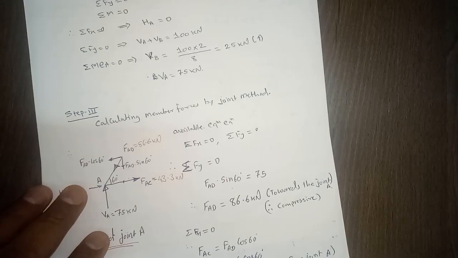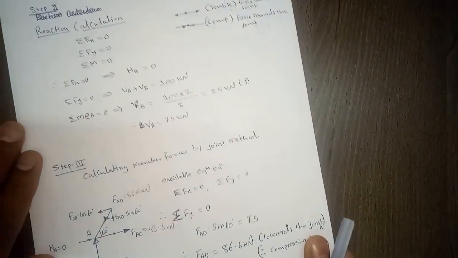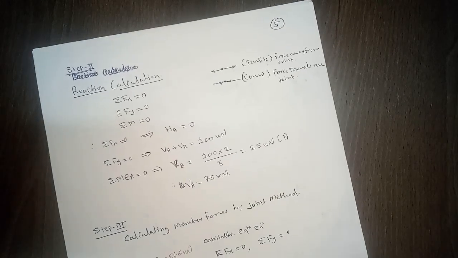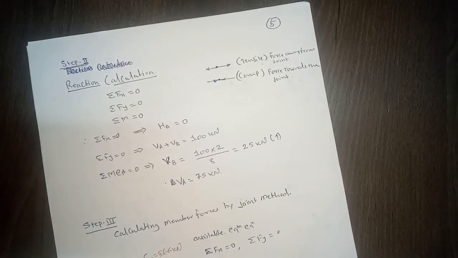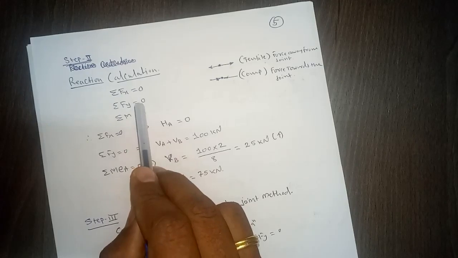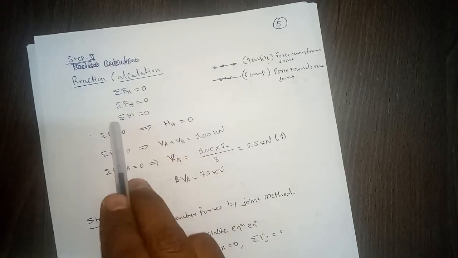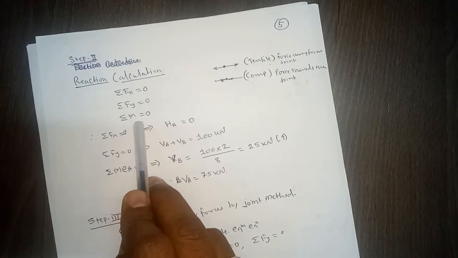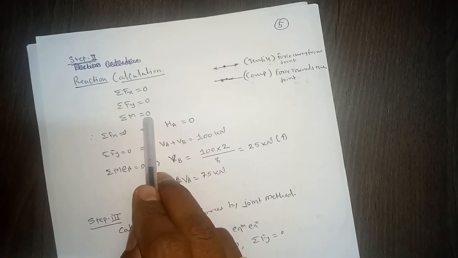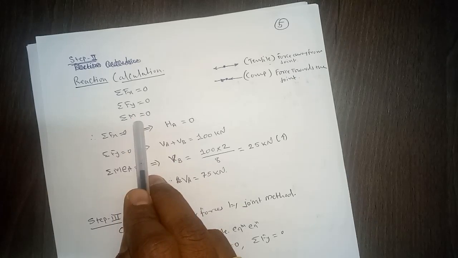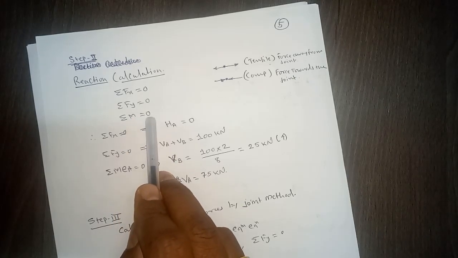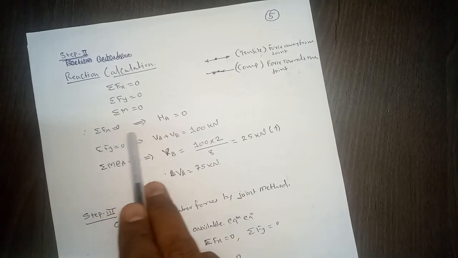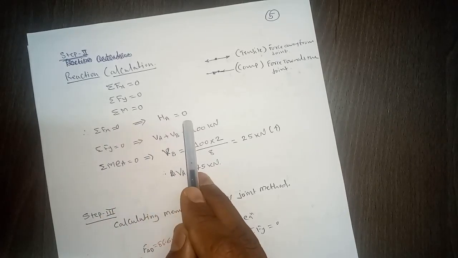So the next topic is reaction calculation. This is step 2, right? So reaction calculation, we typically use these 3 conditions of equilibrium: summation Fx equal to 0, summation Fy equal to 0, and moment. We take moment about a certain point and we say that the summation of the moment of all the forces should be equal to 0. So we'll use these 3 equilibrium conditions. So first condition, summation Fx, will give you HA equal to 0, right?